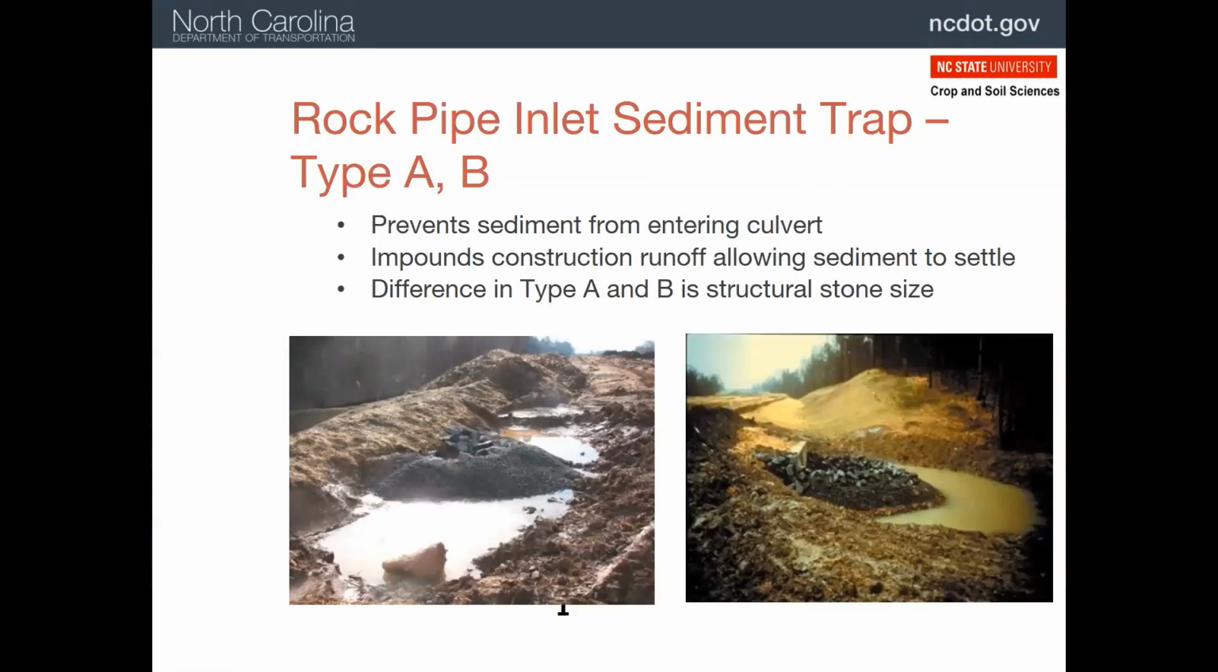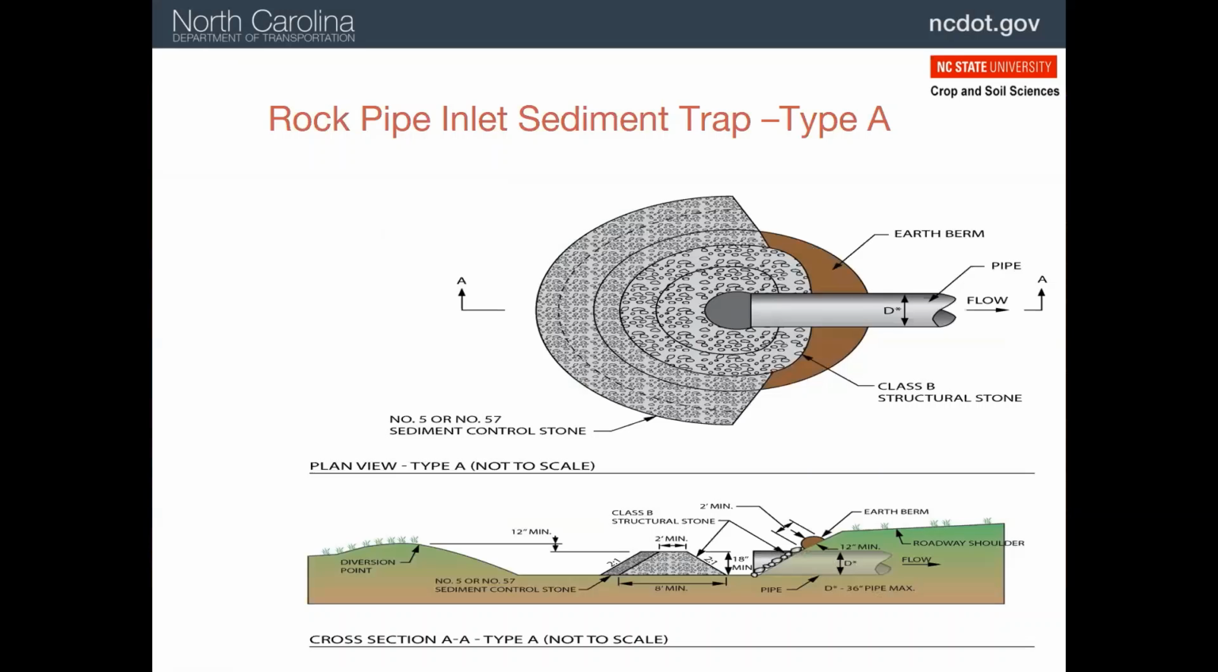As I mentioned, culverts also have to be protected when they've been installed. So if we're looking at very large culverts, we may be using a Type A for larger drainage areas, and then Type B for smaller areas. And the difference is just the size of the stone. So the Type A uses the Class B stone, the large stone covered up with 1 foot of gravel, always that washed 57 gravel.